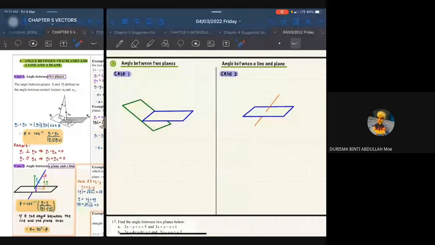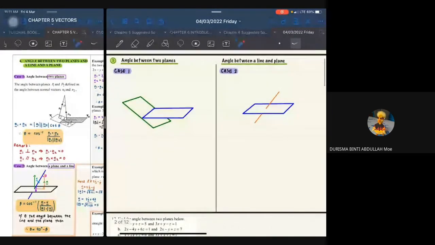And then the second case is awak mesti cari angle antara a line and a plane. So ada line warna orange dekat situ, and then line tu boleh jadi dia tembus dekat plane macam ni, ataupun dia boleh je like sentuh. So yang bawah ni tak ada. So dia macam touch sahaja. So you need to find this angle. Ikutlah, depends on the question.